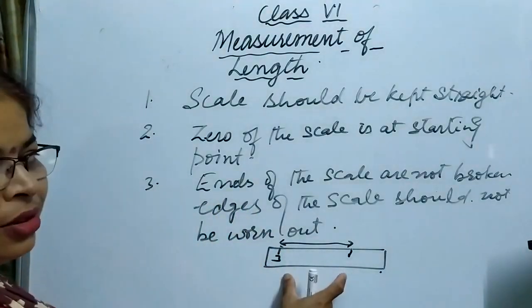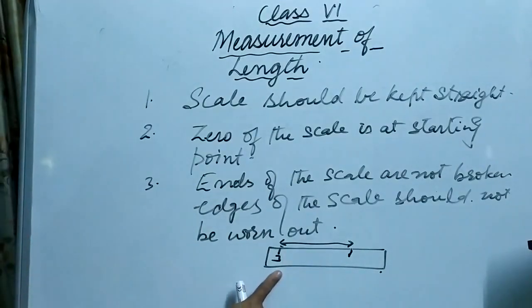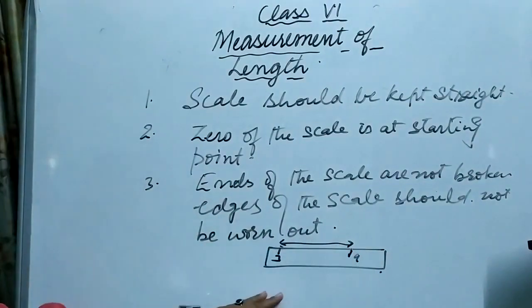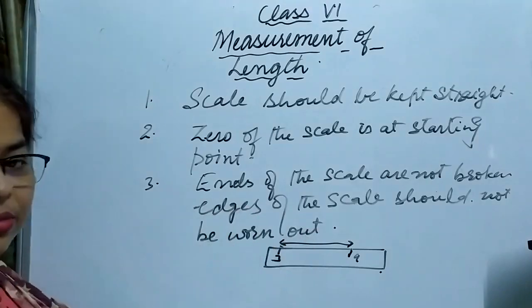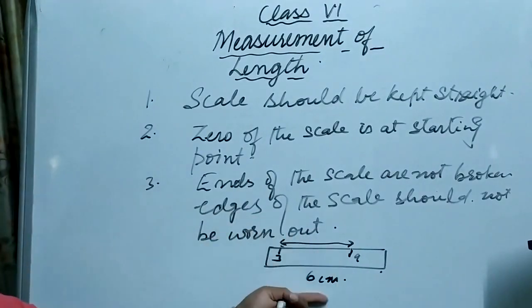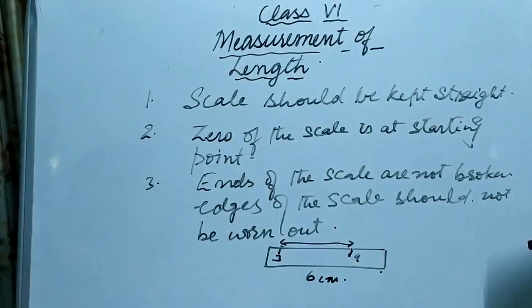So what you should do? Take the total length. What is the initial reading? If it is 3 centimeter and final reading is 9 centimeter, then what you are going to do? You have to subtract 3 from 9. So it means it is 6 centimeter in length. So you are going to get the length of the object as 6 centimeters. So this is the right way to measure the length.